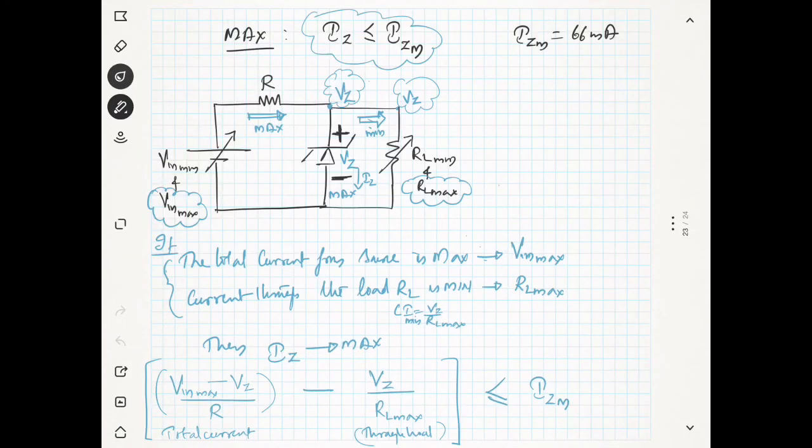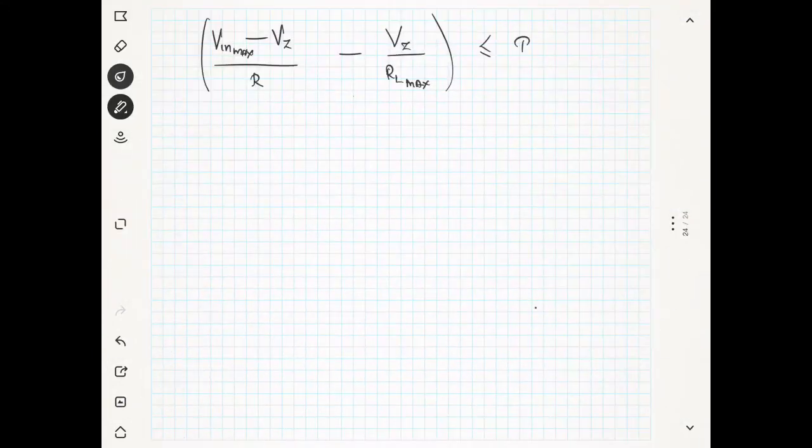So I will write this equation once again. You can see that Vin maximum minus Vz over R, this is the total current, minus the current through the load. The current through the load is minimum when the load is maximum. So this is maximum. This total should be less than or equal to, as I have told in the previous slide, IZM. Now I will substitute.